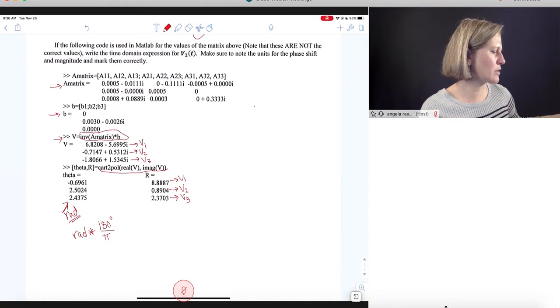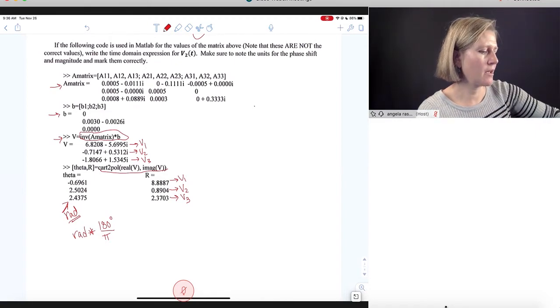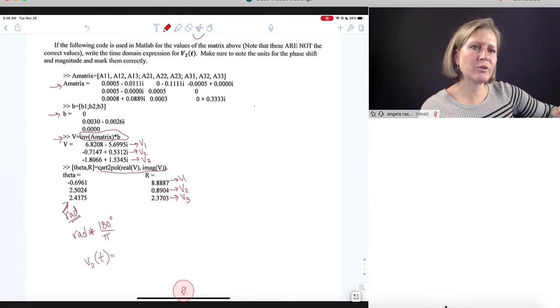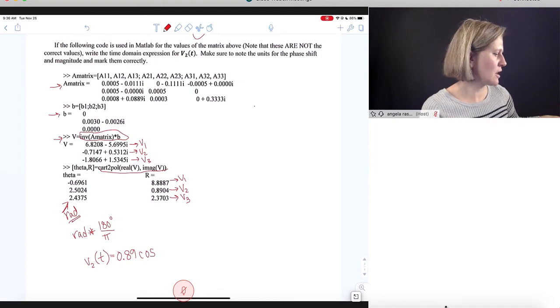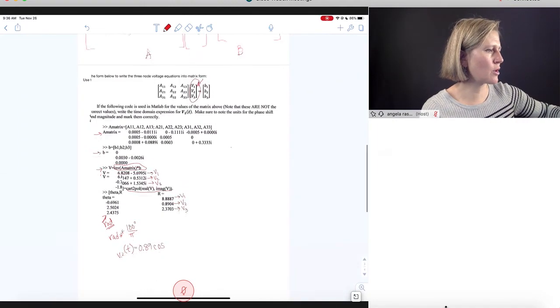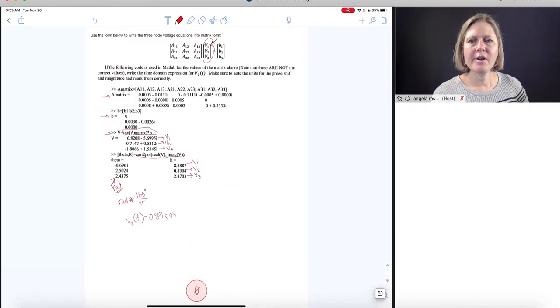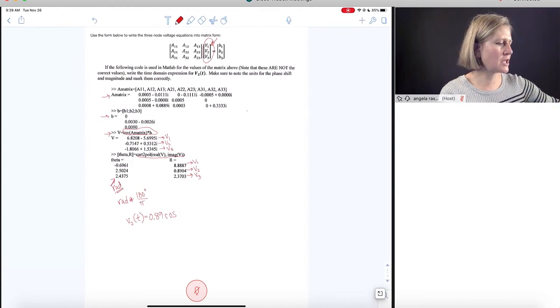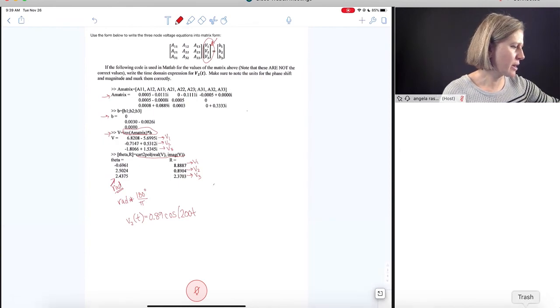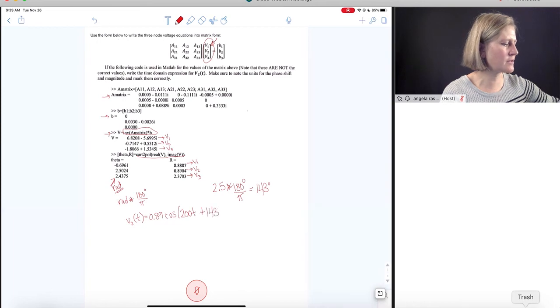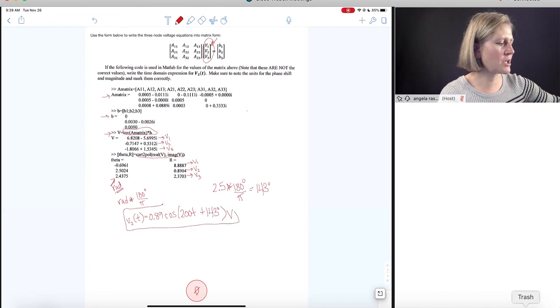So say I want to write V2(t). I'm going to use the R value for my amplitude, so that's going to be 0.89. It's going to be cosine, and I'm going to use the omega from the original. So going back up, the omega was 200, so 200t. And then we can change the 2.5 radians by multiplying it by 180 degrees over pi, and that gives 143 degrees. So we can write this as 143 degrees, and that's all in volts. So that would be our V2(t).